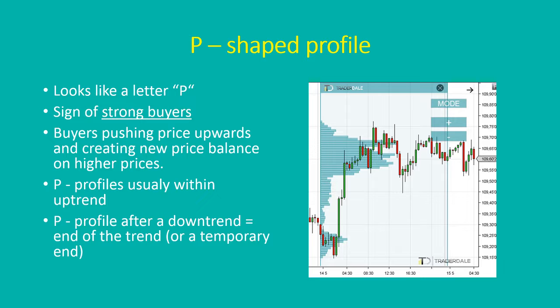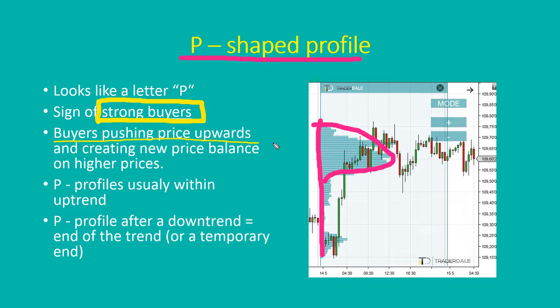The next volume profile shape is the P-shaped profile. It's called P-shaped because it looks like the letter P, right? Letter P. And when you see a P-shaped profile, the most important thing is that such a profile is a sign of strong buyers. So whenever you see a profile like this, you know that this is a sign of strong buyers.